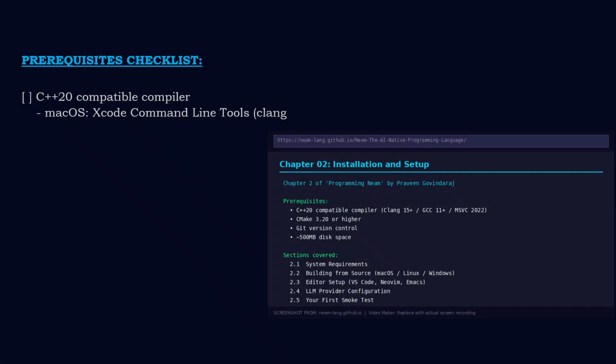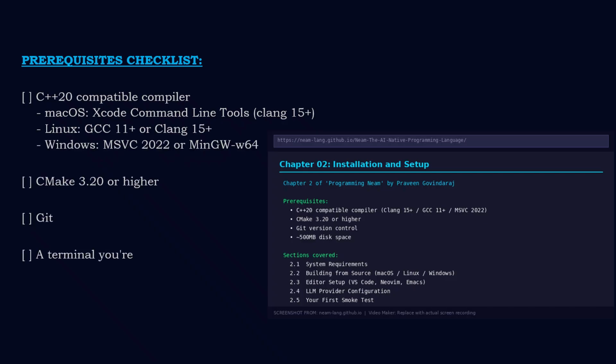Before we install Neam, here's what you need. A C++20 compatible compiler. On Mac, that's Xcode command line tools. On Linux, it's GCC 11 or later. On Windows, it's Visual Studio 2022 or MinGW. You also need CMake 3.20 or higher, Git, and about 500 megabytes of disk space. If you've ever built a C or C++ project, you probably have all of this already. Let me show you platform by platform.